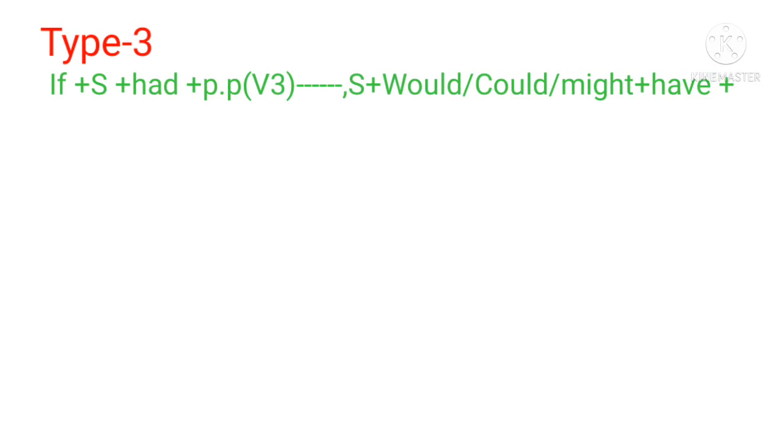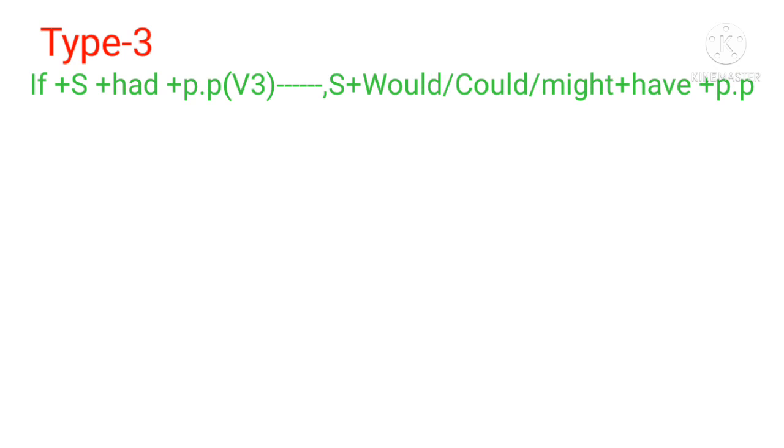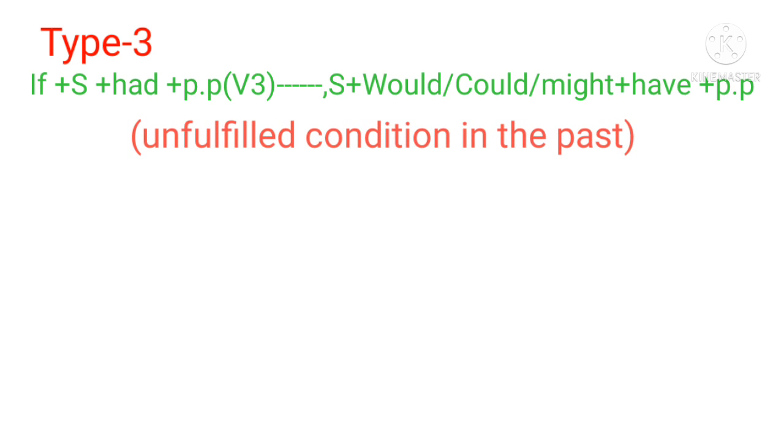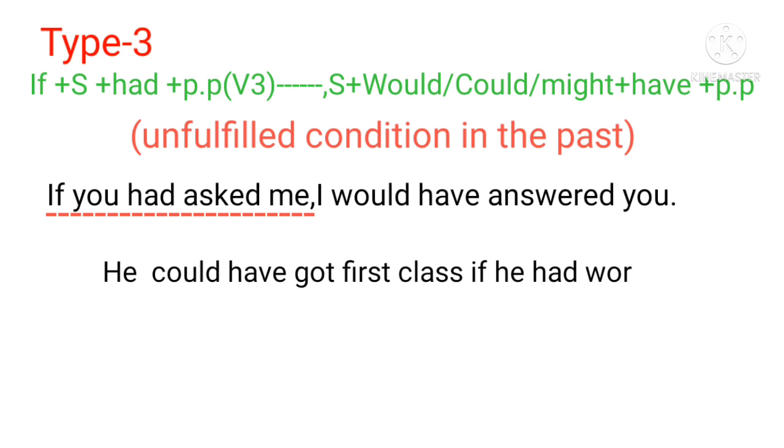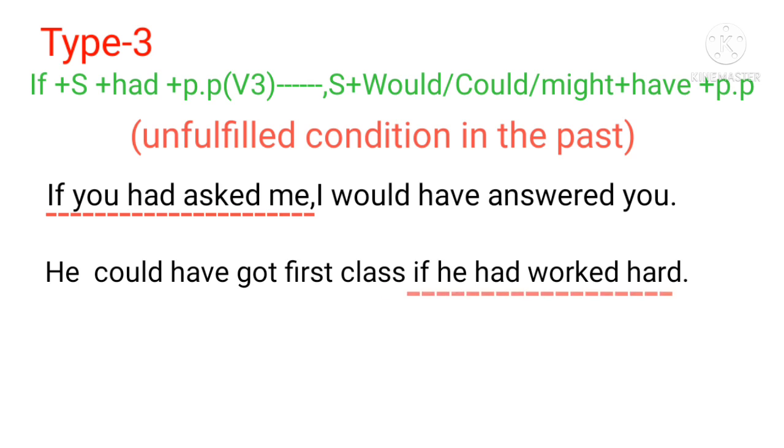type 3: if plus subject plus had plus PP, comma, subject plus would or could or might plus have plus PP. Unfulfilled condition in the past, when the condition is not fulfilled in the past, but in present may be possible. If you had asked me, I would have answered you. You did not ask me, I did not answer you. If you had asked me, that is conditional clause, if clause.